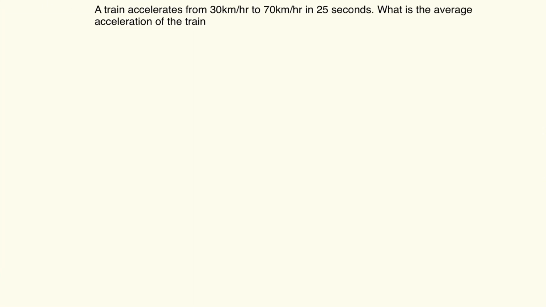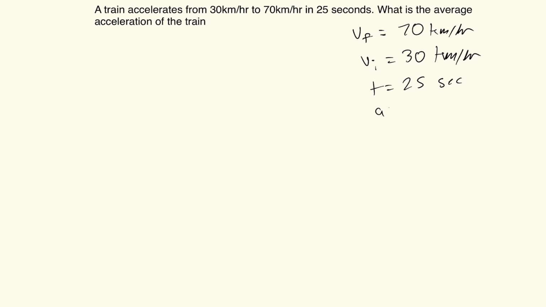A train accelerates from 30 kilometers an hour to 70 kilometers an hour in 25 seconds. What is the average acceleration of the train? So a similar style question. First, let's write out our givens. Our Vf is equal to 70 kilometers an hour. Our Vi is equal to 30 kilometers an hour. And our t is equal to 25 seconds. And we're looking for A.